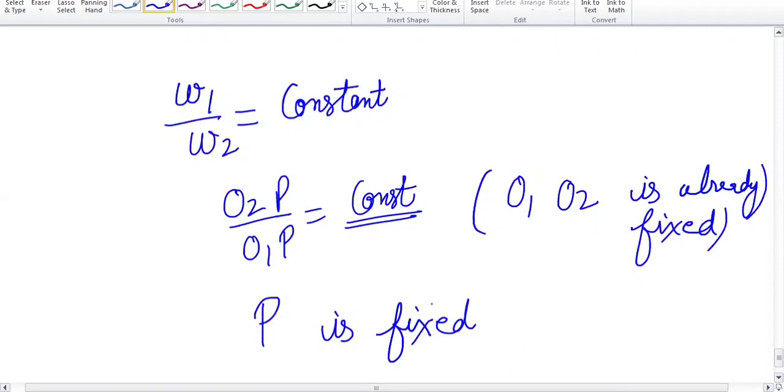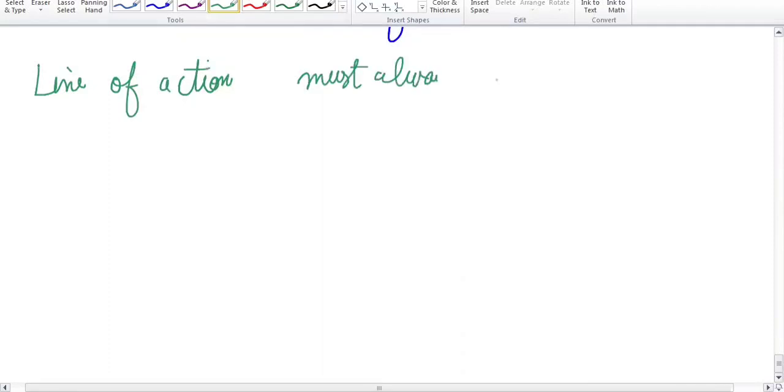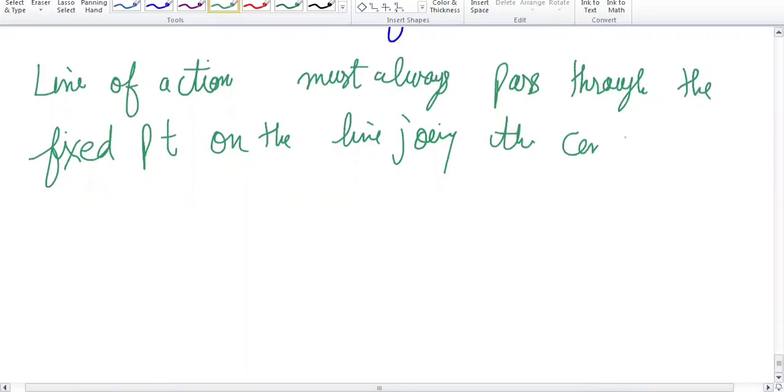Then the bodies could not be called as a pitch point. So here comes the statement of the law of gearing, which says that the line of action must always pass through the fixed point on the line joining the center of rotation of gears. This is the statement.